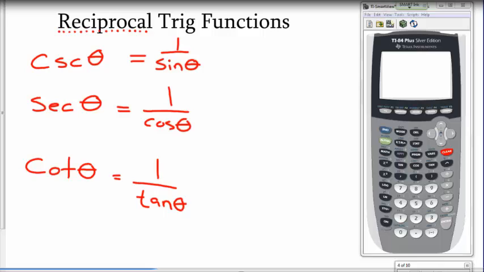Similarly, we can say that the ratios are also reciprocals. So, the cosecant of theta is equal to the hypotenuse over the opposite side, the secant of theta is equal to the hypotenuse over the adjacent, and the cotangent of theta is equal to the adjacent over the opposite.